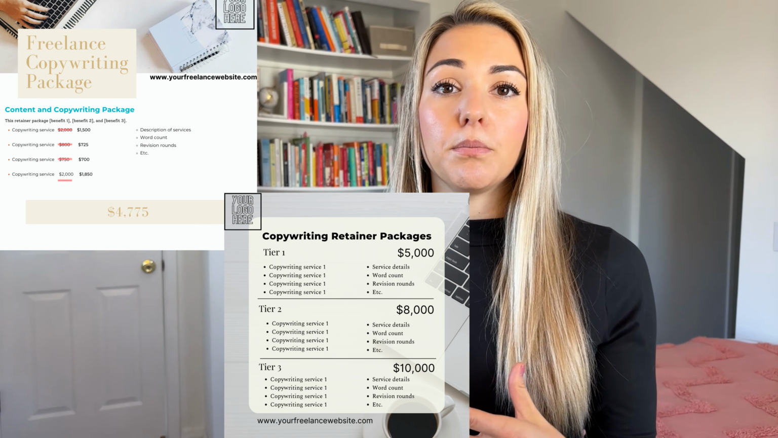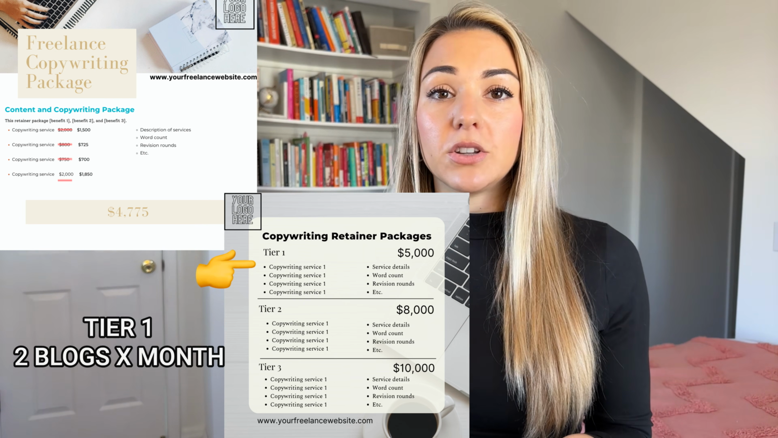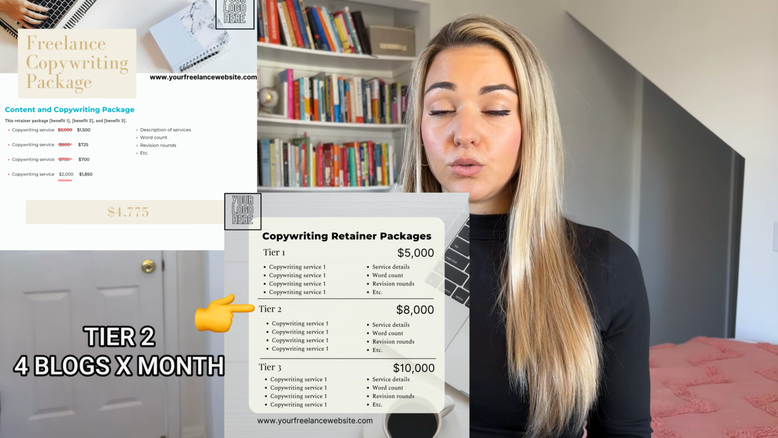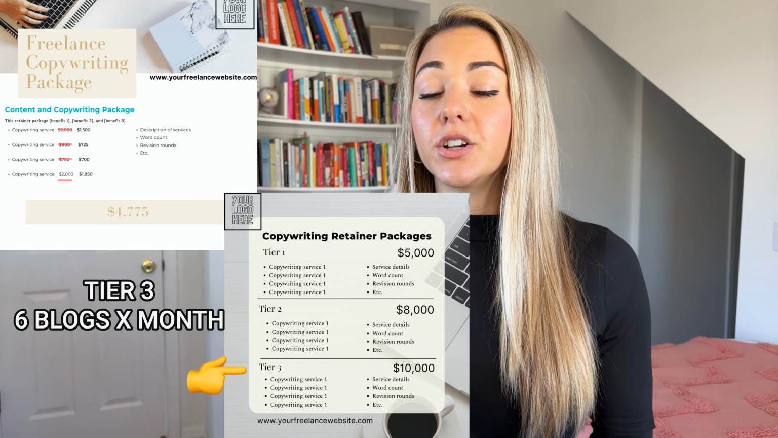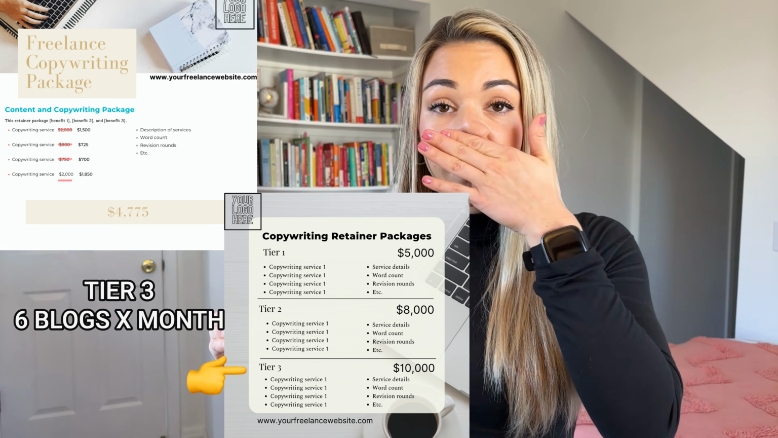If it was a tiered blog retainer, tier 1 would be 2 blogs per month. Tier 2 would be 4 blogs per month, and tier 3 would be 6 blogs per month. And obviously the price would increase with each tier.